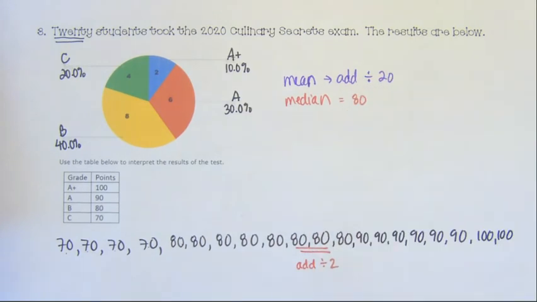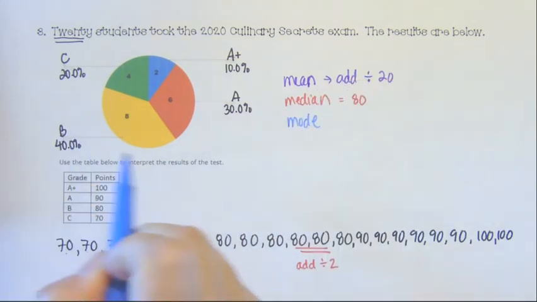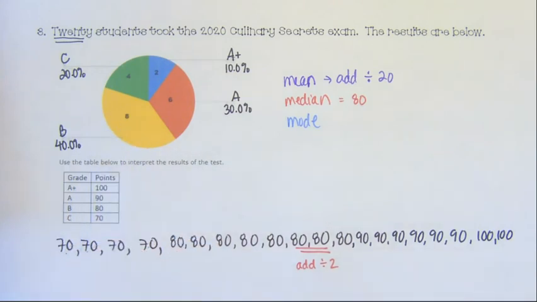All right, the mode is the one that we see the most often, and in this case, again, you can look at the graph. Which one has the biggest piece of pie? There's 8 B's. So the number that we were referring to in that one would be 80, so the mode would be 80.